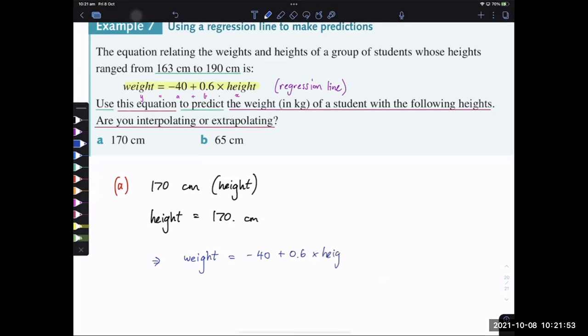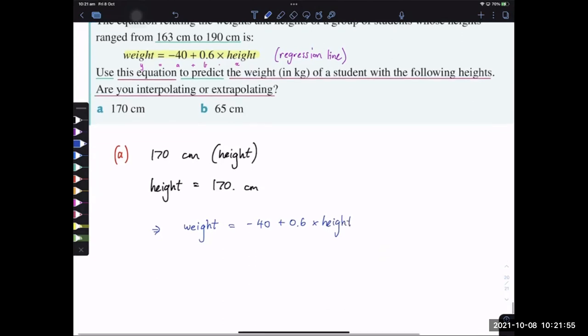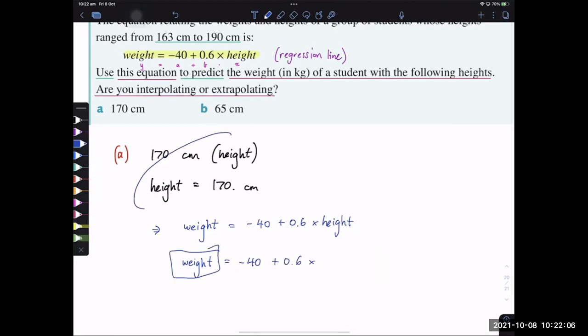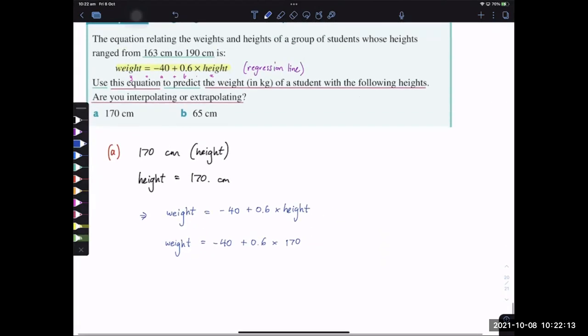Make sure you write out the formula, then directly underneath it, what's the next step? Substitute. We're substituting, but not the weight here. We don't have the weight, but we have the height. So we're going to sub that in: 170.